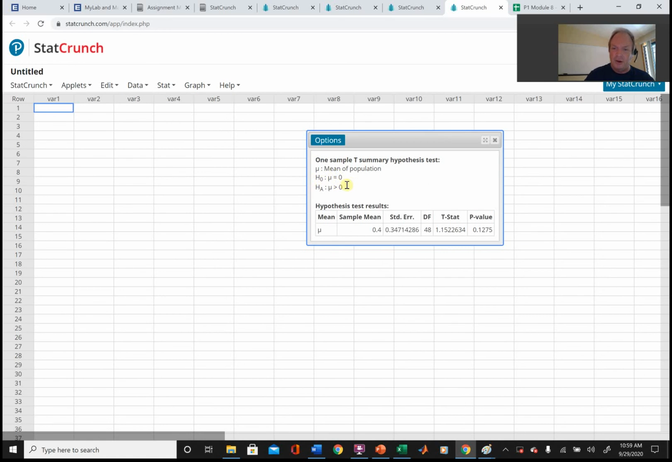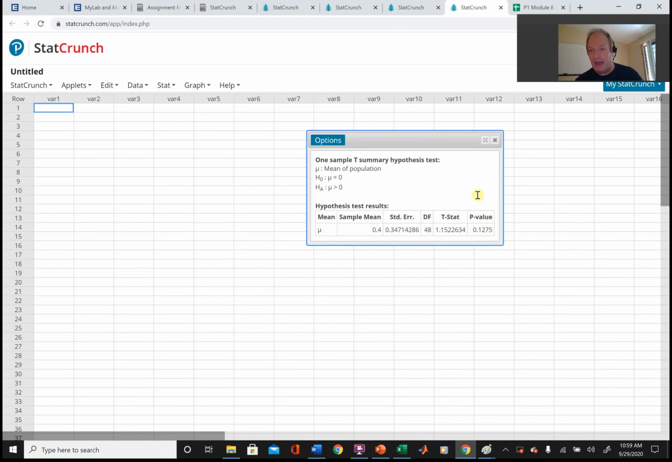So again, these are our hypotheses. This is our sample mean. This is the sample standard deviation divided by the square root of n. That's the standard error. Again, degrees of freedom is the sample size minus 1. This is my test statistic, 1.15. It's the t-score. It actually stands for the t statistic, but it also just happens to look like test statistic, okay? But this is our test statistic, 1.15.